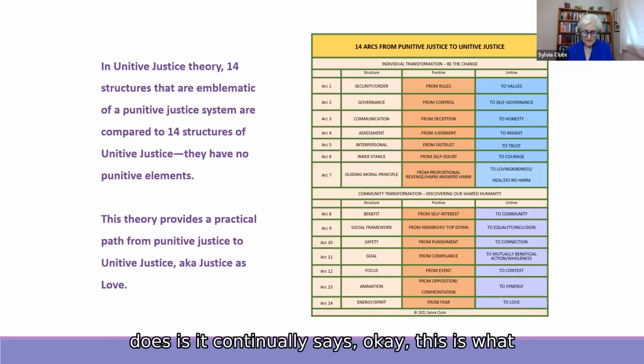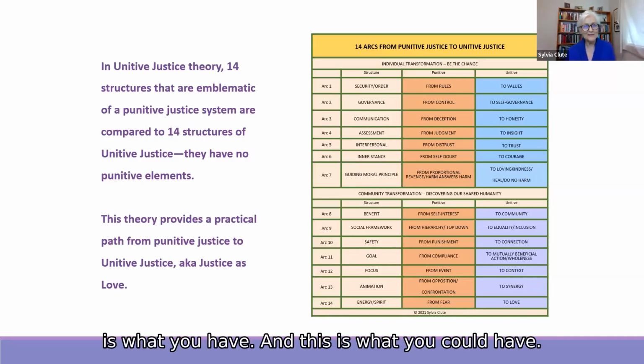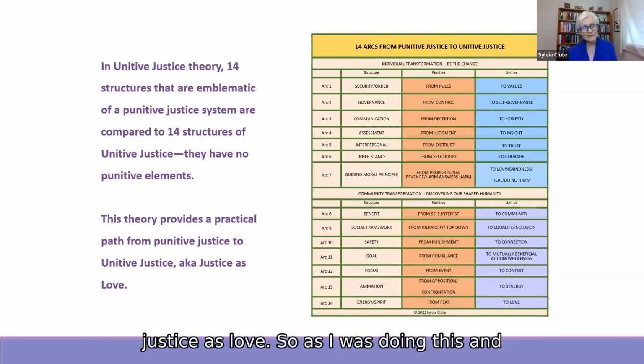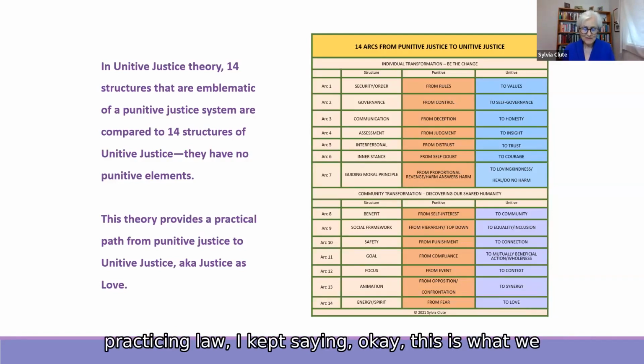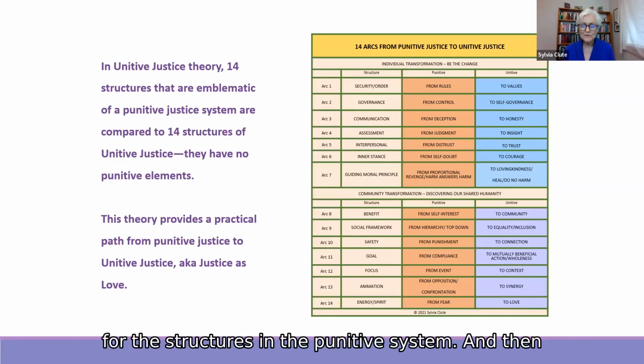But what it does is it continually says, okay, this is what you have, and this is what you could have. This is what you have, and this is what you could have. You could have punitive justice, or you could have justice as love. So as I was doing this and practicing law, I kept saying, okay, this is what we have. We have this system. And I began to look for the structures in the punitive system.